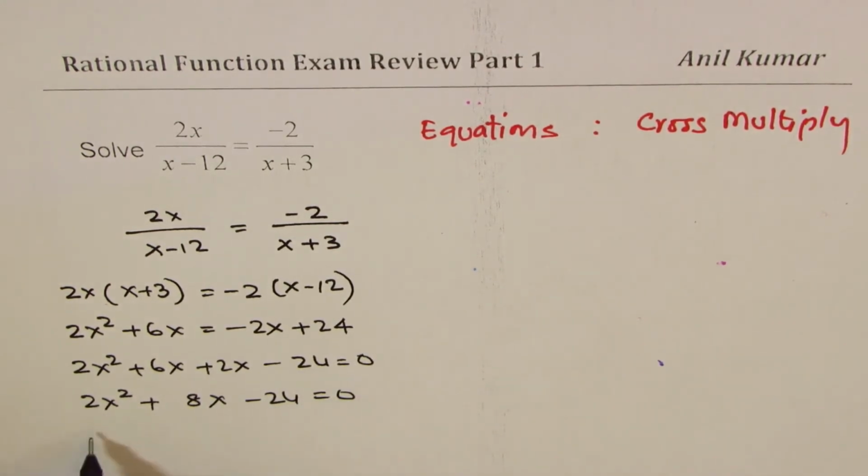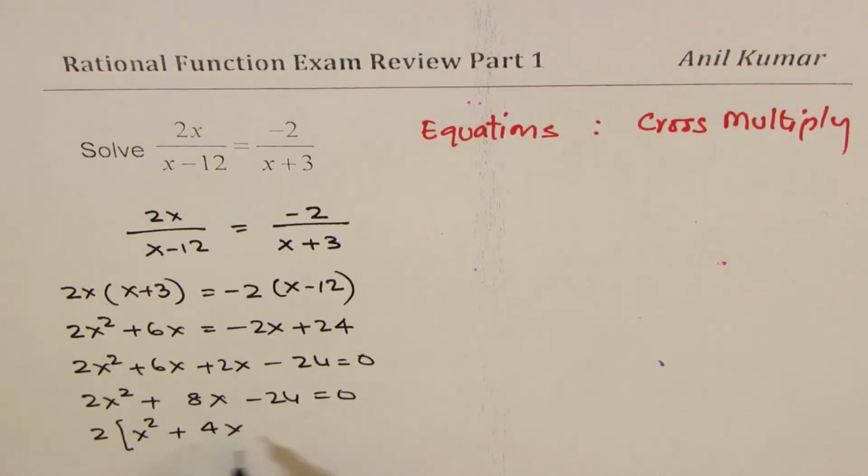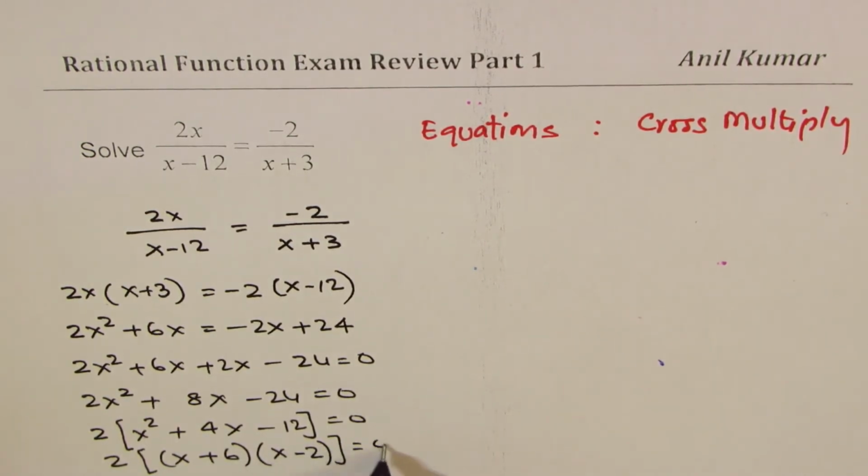Now you factor. 2 is common, so we get x squared plus 4x minus 12 equals 0. And now what you can do is, 12 is the product, sum is 4, so 6 times 2. So you could write this as 2 times (x plus 6)(x minus 2), right? Bigger number has to be positive in this case. So that gives you two solutions, correct?